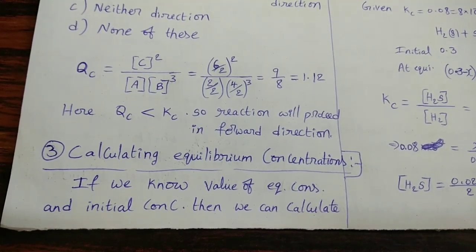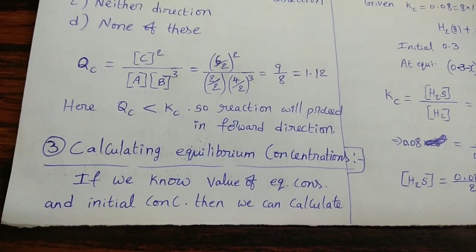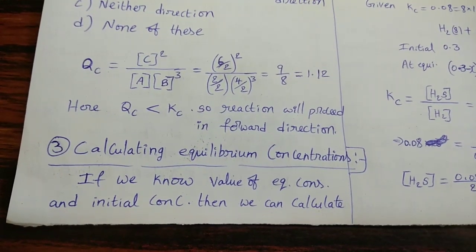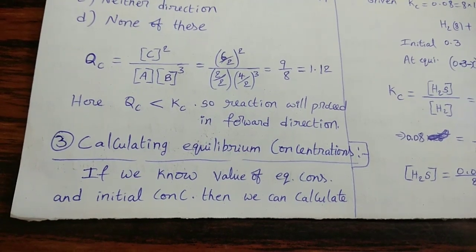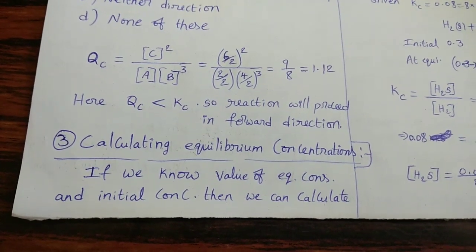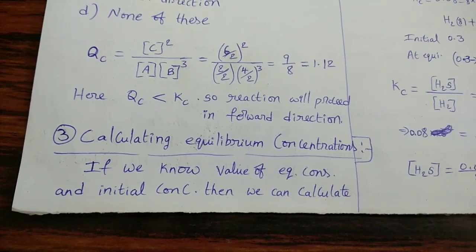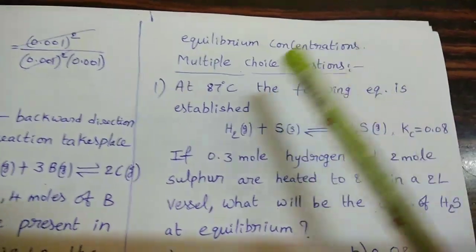Last class we completed two applications of equilibrium constant. Now see the next one. This equilibrium constant is useful for calculating equilibrium concentrations. See this. If we know the value of equilibrium constant and initial concentrations, then we can calculate equilibrium concentrations. See the related multiple choice question.